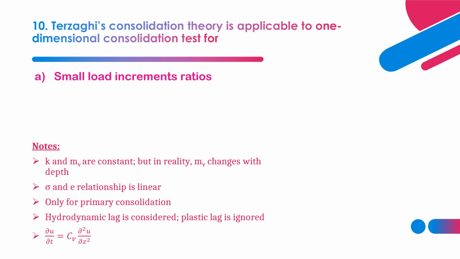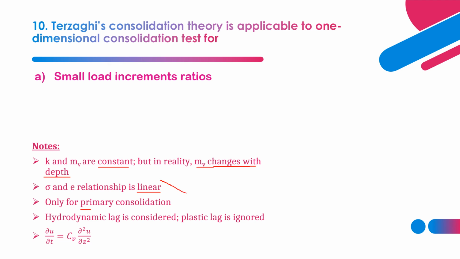So what are the other assumptions? Let's see that. K and mv are assumed as constant. What is K? Permeability coefficient. What is mv? Coefficient of volume change. These two parameters are considered to be constant, but in reality, mv changes with depth of soil strata. Sigma and e, that is the stress and void ratio relationship, is considered to be linear, but in reality, it can be a curve.